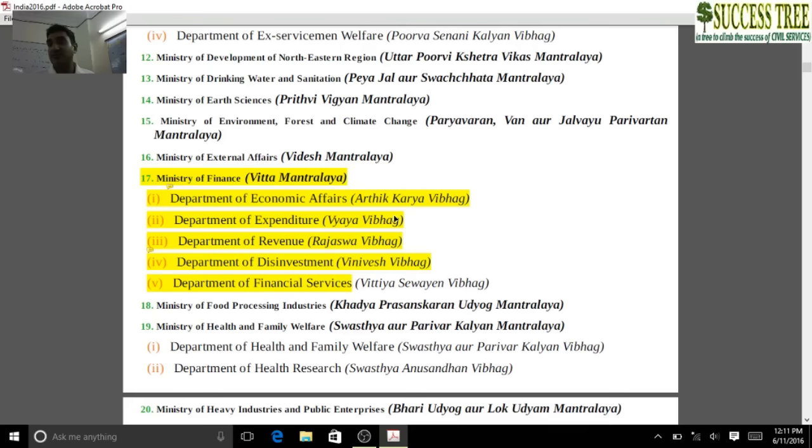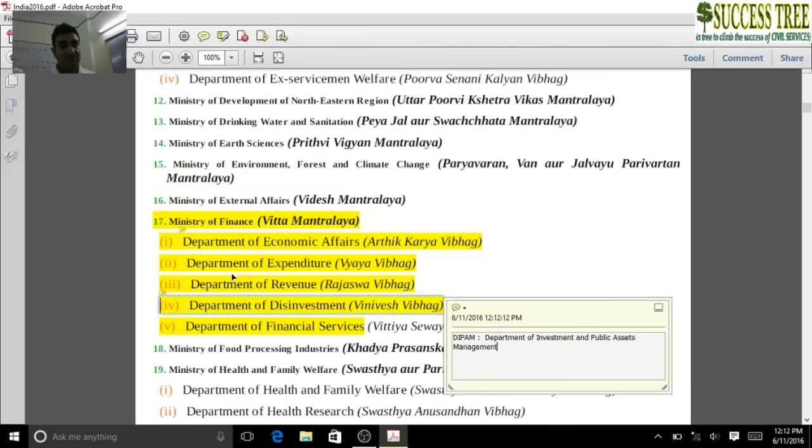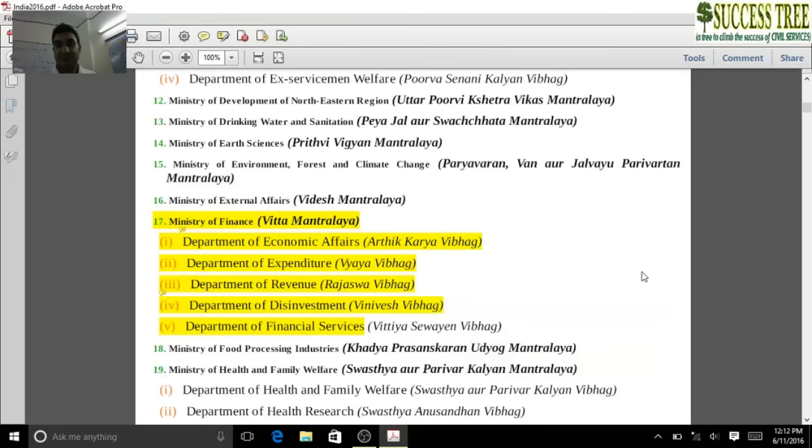Department of Revenue, what comes under this? The various departments which generate revenue for the government, for example income tax, central excise and customs, ED also comes under this. Then you have the Department of Disinvestment. This department has been renamed now. In this budget, if you remember, they said DIPAM, Department of Investment and Public Asset Management.